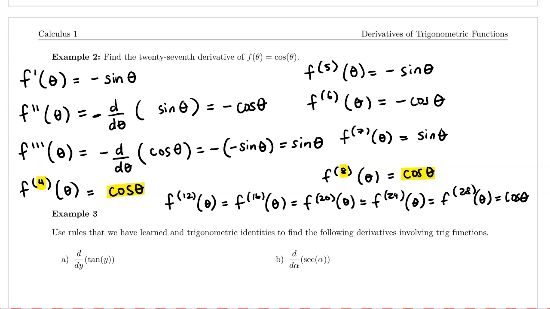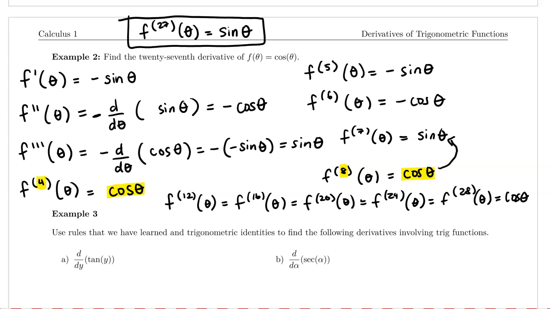Now the issue is that 27 is not a multiple of 4, so in this pattern, I'm going to go back 1. And so my guess would be that the 27th derivative of this function would be the one before cosine of theta, which in this pattern was sine of theta. So there is our answer for example 2.